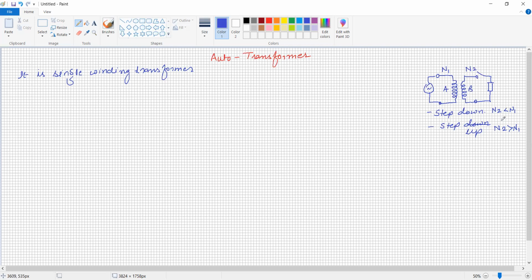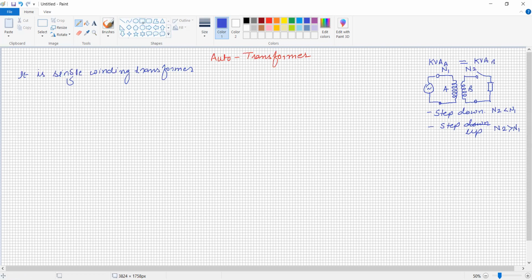Whereas the KVA rating of the primary winding and secondary winding will remain the same. So KVA of winding A and KVA of winding B are equal. And hence we can say that on the HV side, the current is smaller, and on the LV side, the current is higher. This is the same for the two winding transformer.